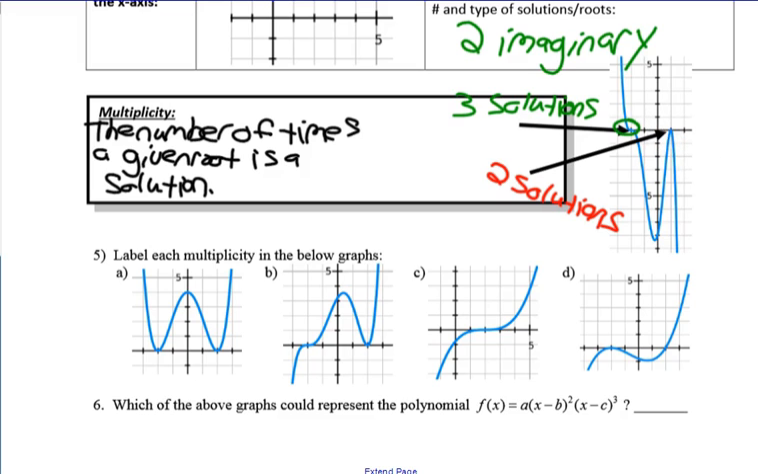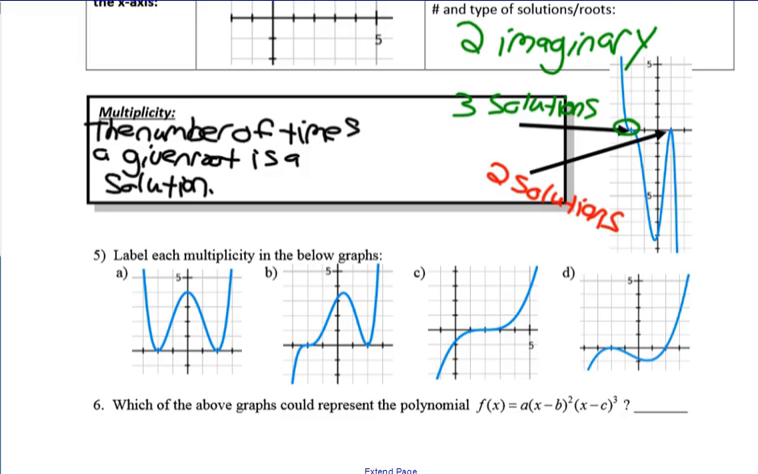So what would be the possible degree of this? Would it be odd or even? Odd. How many solutions do we have? 5. So what's the possible degree? 5, because the degree and the solutions are the same. If you find the solutions, it will tell you what the degree is. It's the possible degree, because remember you could always have imaginary solutions too.